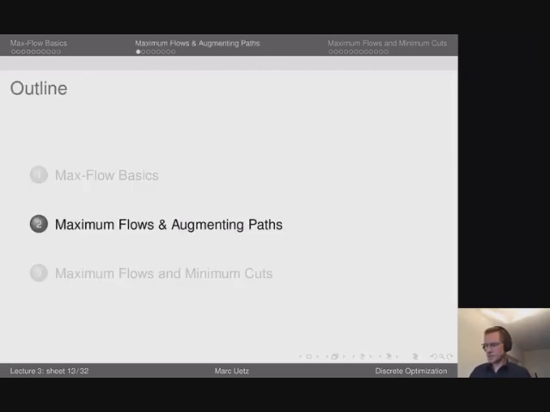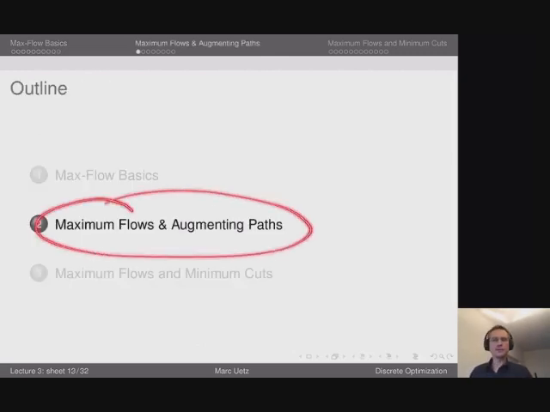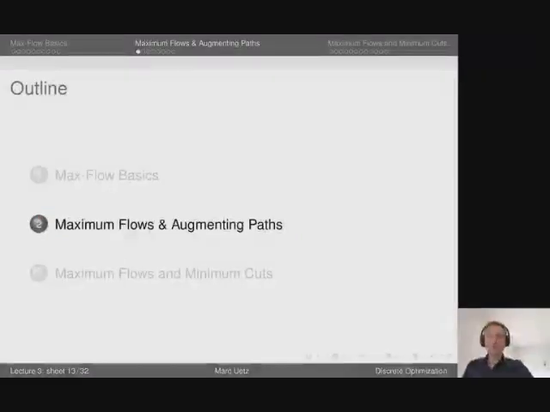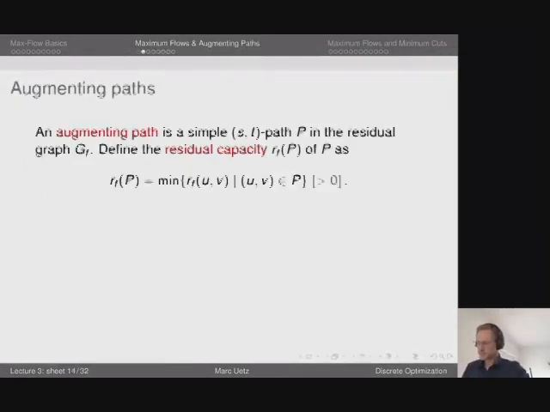So that's actually what we do next, characterizing maximum flows by augmenting paths. What is the definition of an augmenting path? Well, an augmenting path is just a simple path in the residual graph, a simple path from S to T.